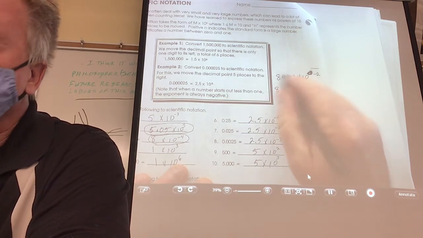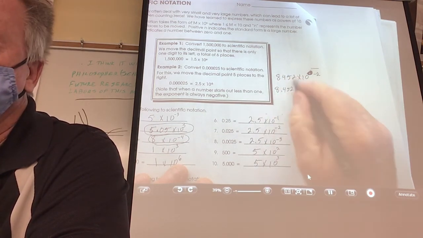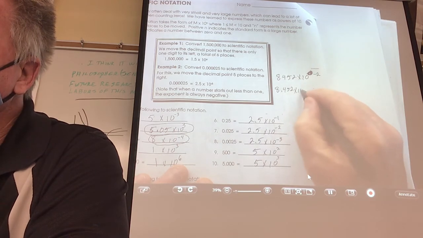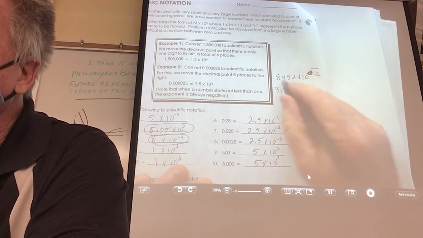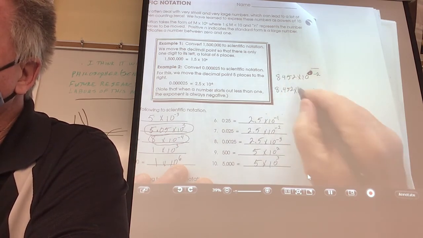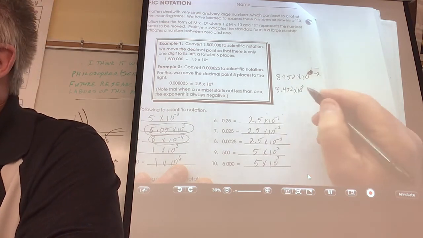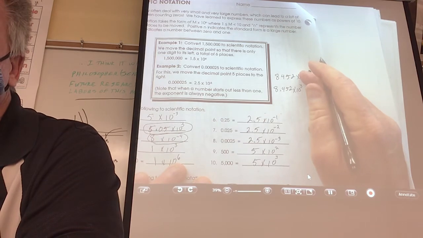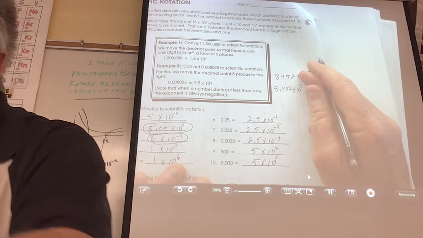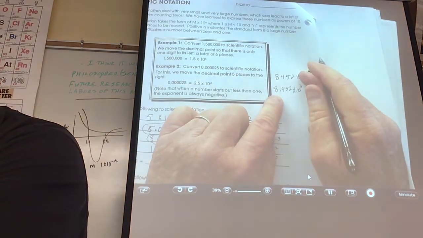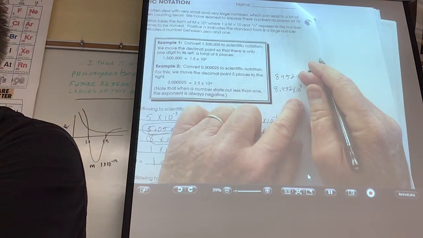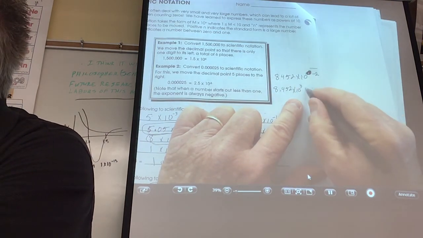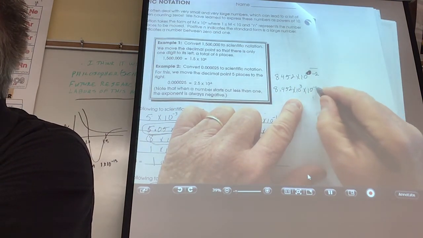8.452. It's a big number, isn't it? Times what? 10 to the what? 3 or negative 3? That's a big number, isn't it? That'd be 3, yeah? 10 to the third. So now I put this number in between 1 and 10. I made it in scientific notation, didn't I? Now I got to come back because then I had this thing I forgot about, didn't I?